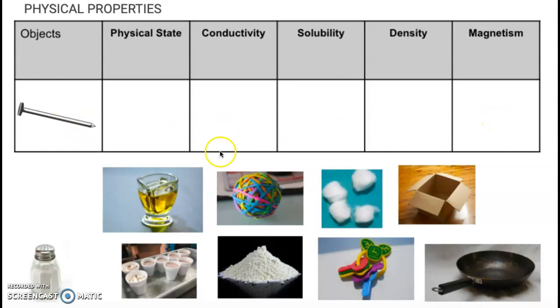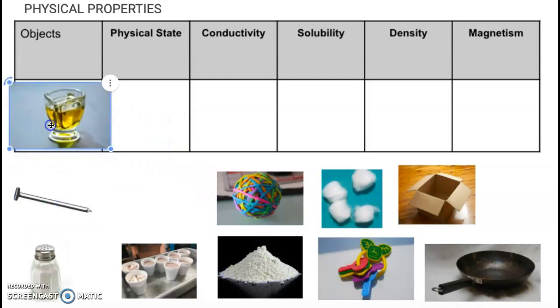And magnetism, well, here there is a little bit of a catch. So you need to know what this nail is made out of. Even though it's a metal, you need to know exactly what type of metal. If it is iron, then yes, it is magnetic. If it is brass, copper, bronze, or any other kind of metal, it is not going to be magnetic.